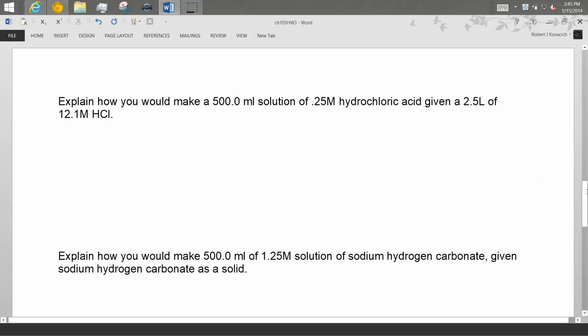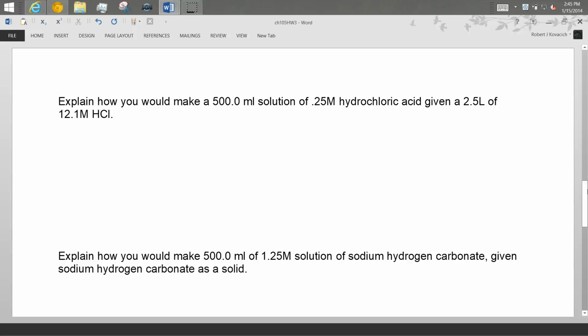Explain how you would make 500.0 milliliters of a 2.5 molar hydrochloric acid solution given 2.5 liters of 12.1 molar hydrochloric acid solution. Okay. What kind of question is this? This is a dilution equation. Are we okay with that? You do not need to know any moles. You don't need to look at the periodic table for this one.